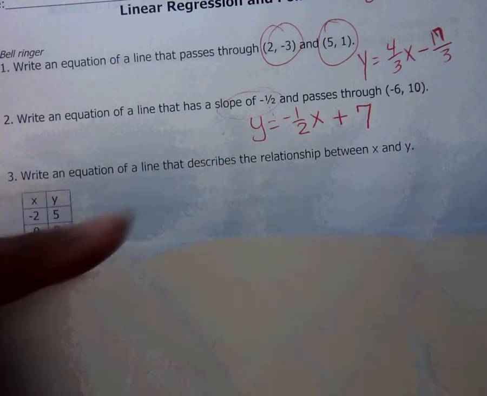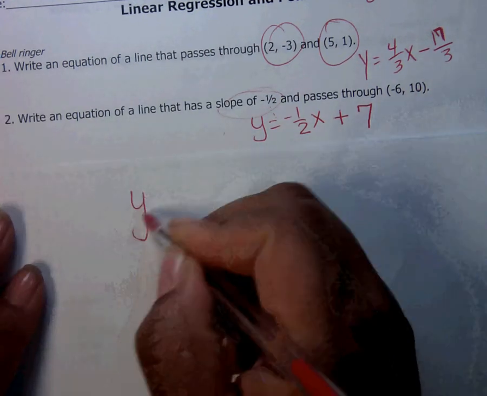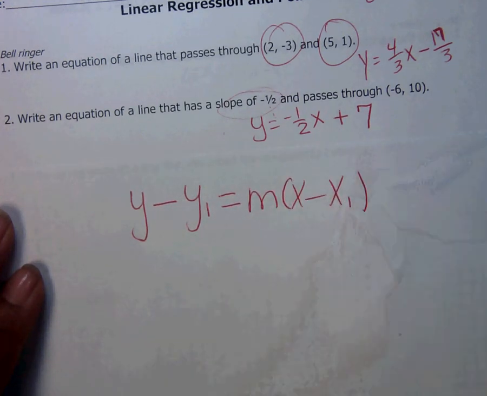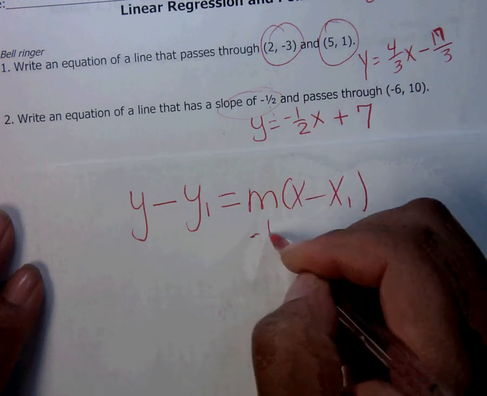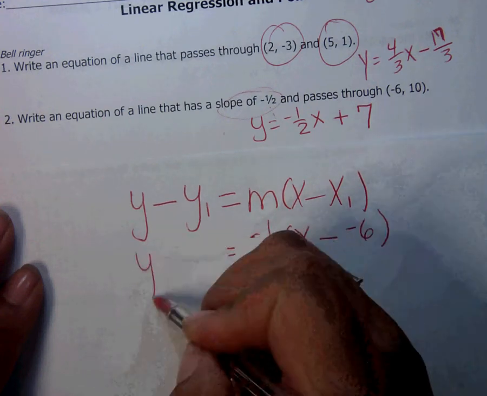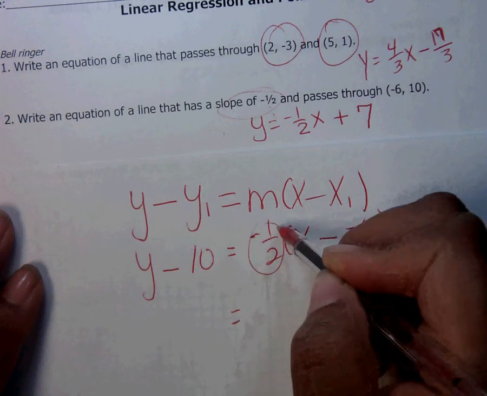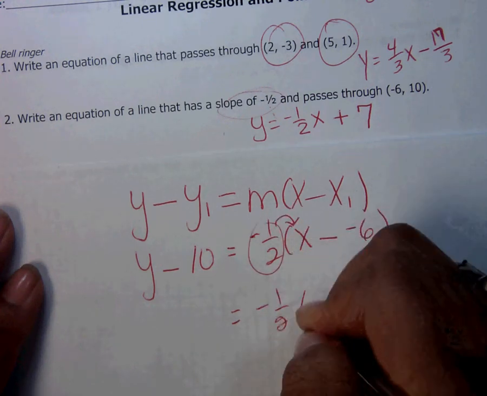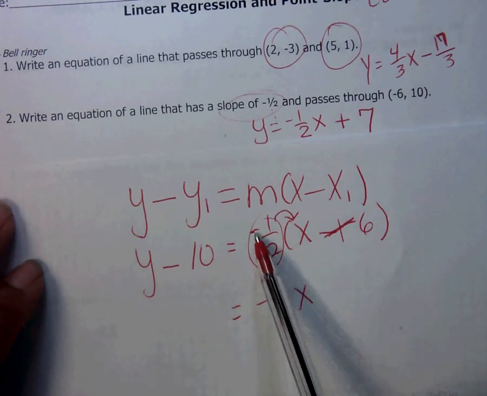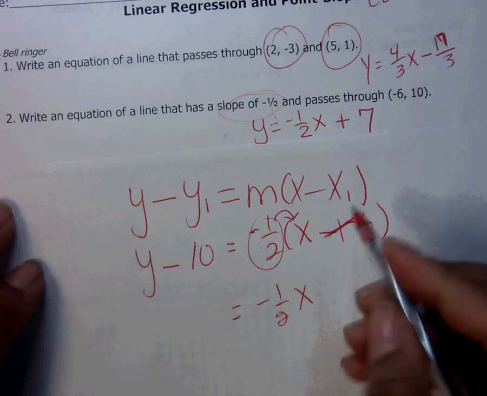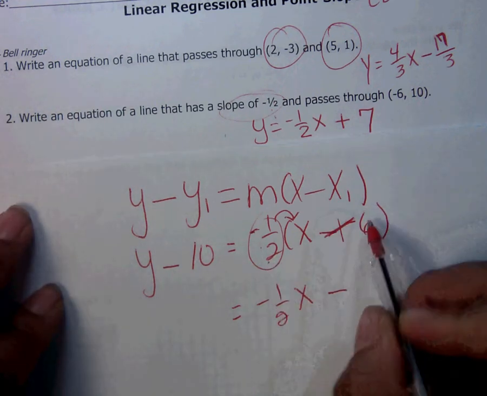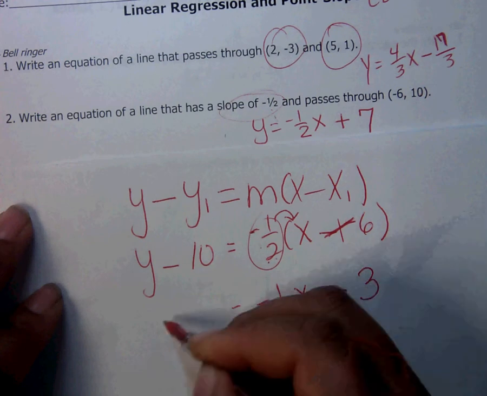Okay, let me show you how to do it using point slope. Y minus y1 equals m times x minus x1. The slope is -1/2 times x minus -6 equals y minus 10. Distribute -1/2. -1/2 x, this becomes a plus sign. So now you're going to do -1/2 times +6. That makes it become a negative again, or you might want to say minus 1/2 times 6, that's 1/2 of 6, gives me 3.